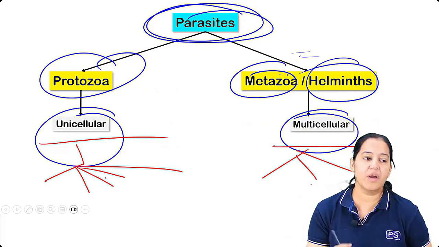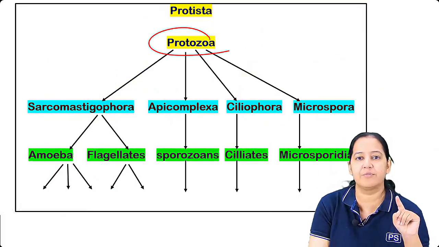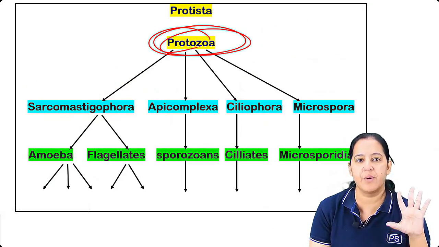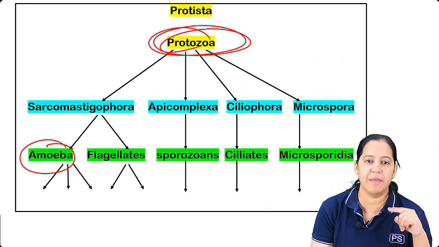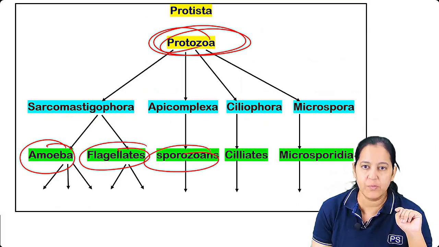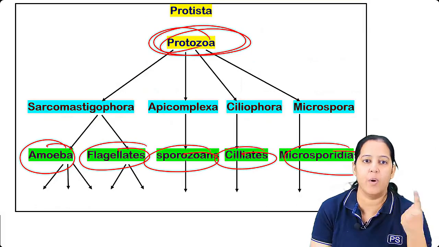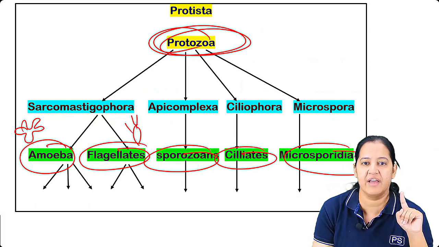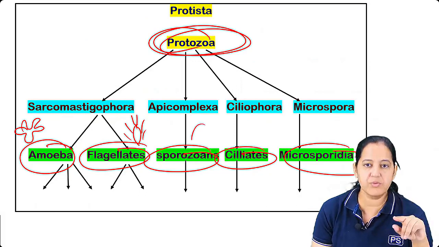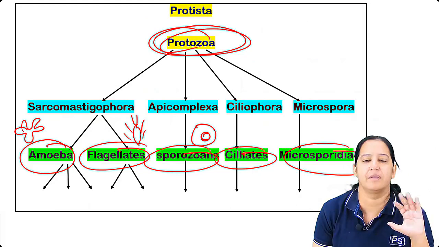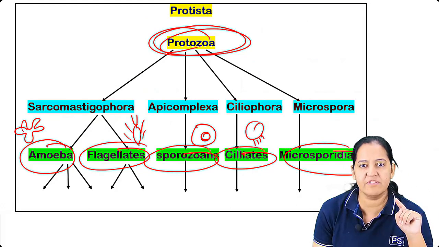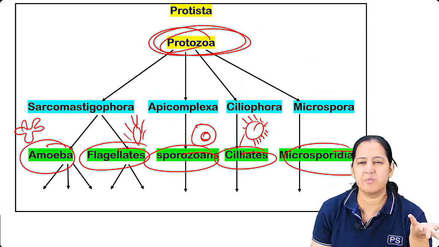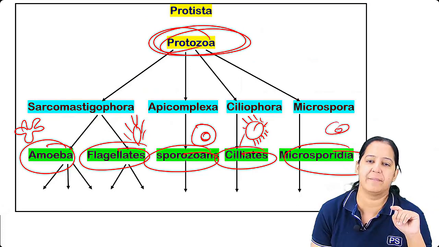So what are the 5 categories of protozoa? Let's start with protozoa. We have amoebas, flagellates, sporozoans, ciliates, and microsporidia. Amoebas are the organisms which have pseudopodia. Flagellates are the organisms which have flagella. Sporozoans are the organisms which have sporozoites. Ciliates are the organisms which have cilia. And microsporidia are not important; they have microspores inside them. So just learn the five categories. What are the five categories?